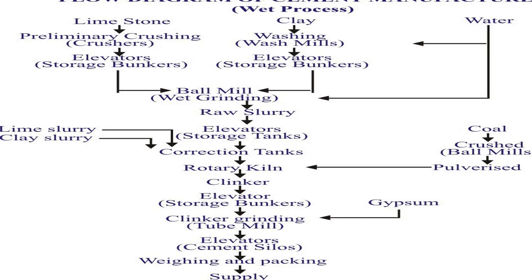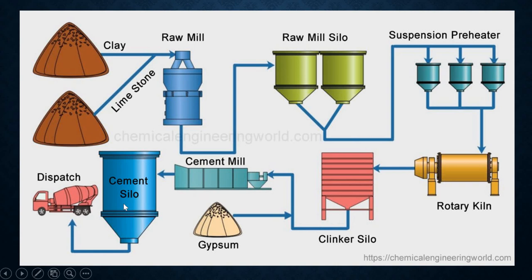This is generally the flow diagram of what happens in the wet process and the dry process. You can just observe it. All these steps we have already discussed. Limestone, clay and water go through preliminary crushers and then to storage tanks, clay also. Both of these are mixed in a grinding mill and then a slurry is prepared, then the rotary kiln, and finally weighing and packing. This is the overall process.